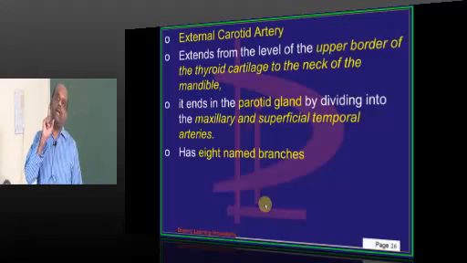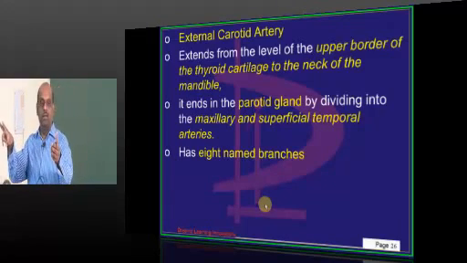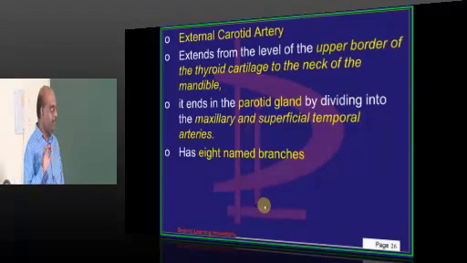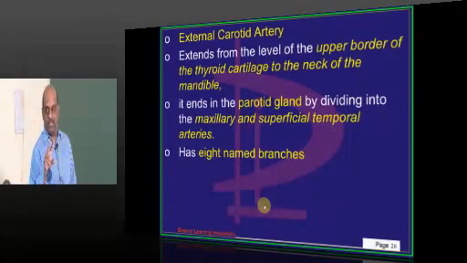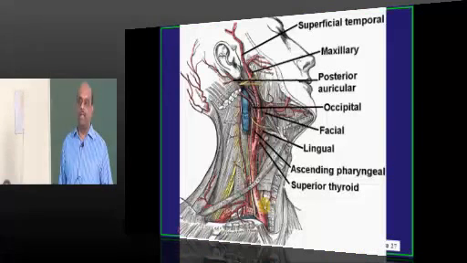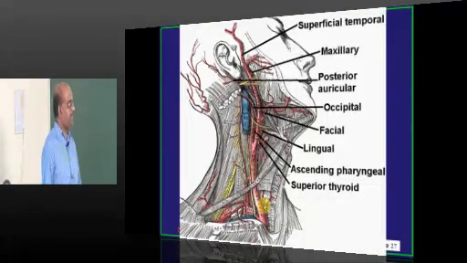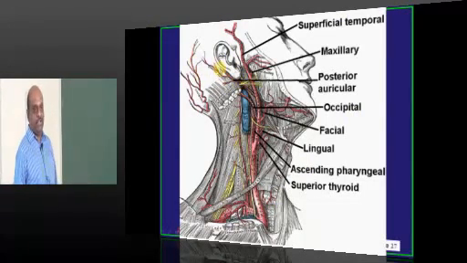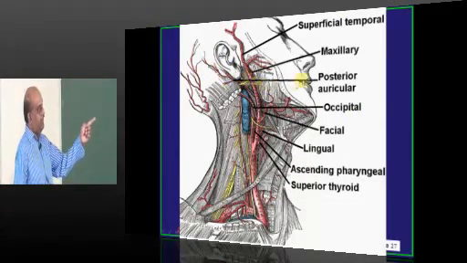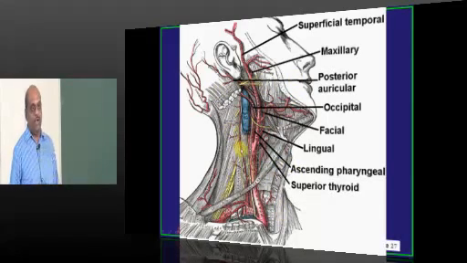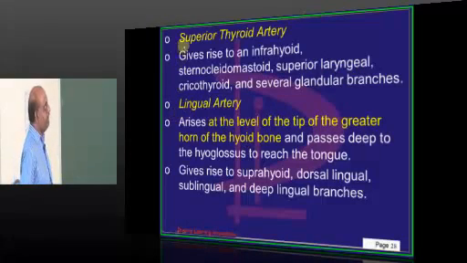Ultimately, external carotid, what are the terminal branches? Maxillary and superficial temporal artery are the two terminal branches. Totally, there are 8 branches for the external carotid. So, what are they, doctor? Let us quickly see. Superficial temporal and maxillary are the terminal branches. Then, posterior auricular, occipital, facial, lingual, ascending pharyngeal, superior thyroid. They are all the various branches of the external carotid.